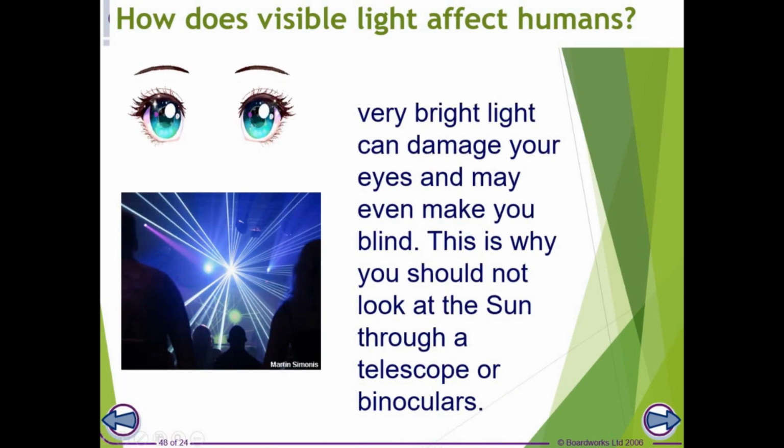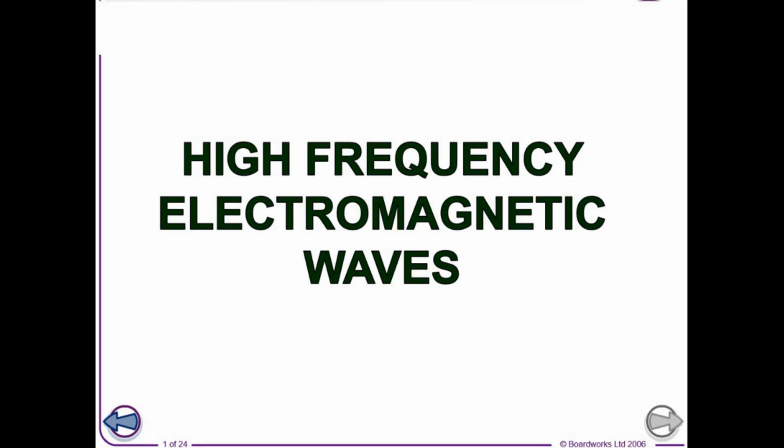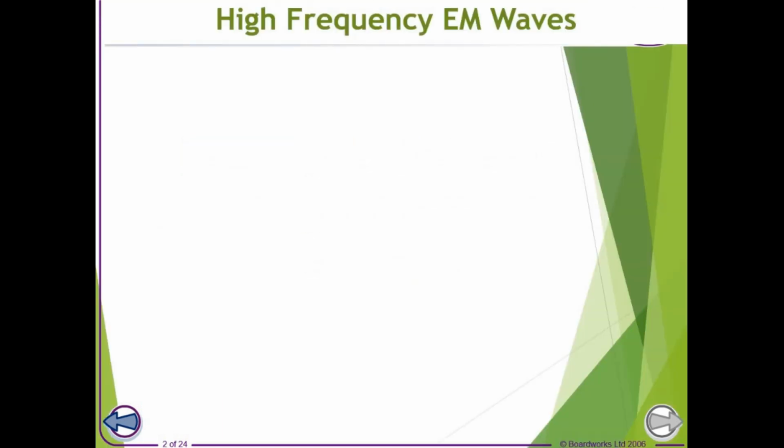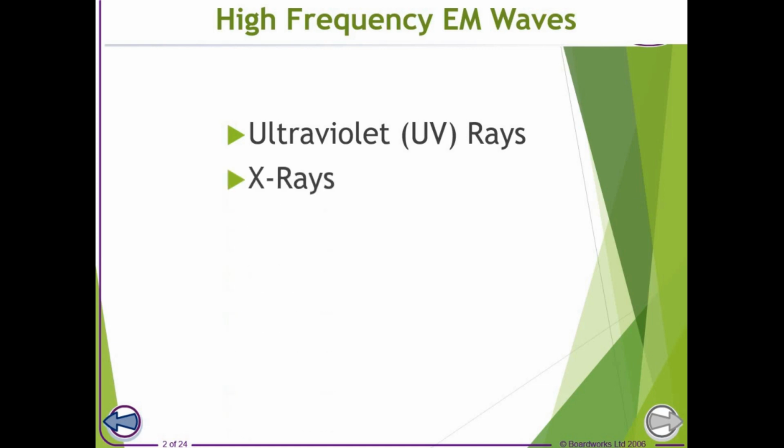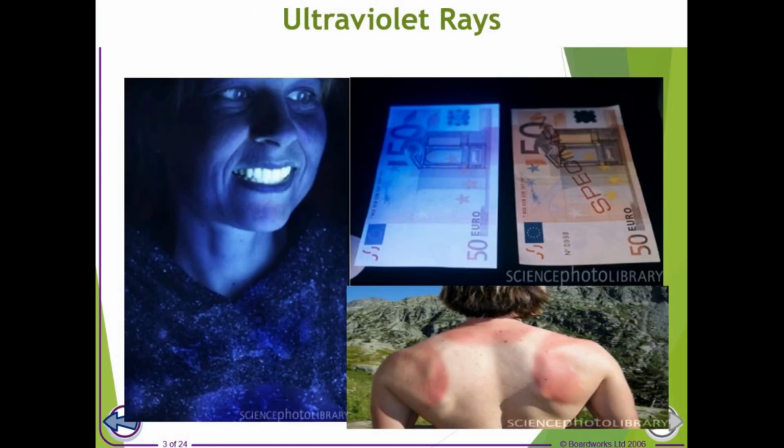Very bright light can damage your eyes and may even make you blind. This is why you should not look at the sun through a telescope or any binoculars. So those are the low frequency electromagnetic waves. What are the electromagnetic waves that are considered as having high frequency? These are the following. We have the ultraviolet or UV rays, the X-rays, and the gamma rays.